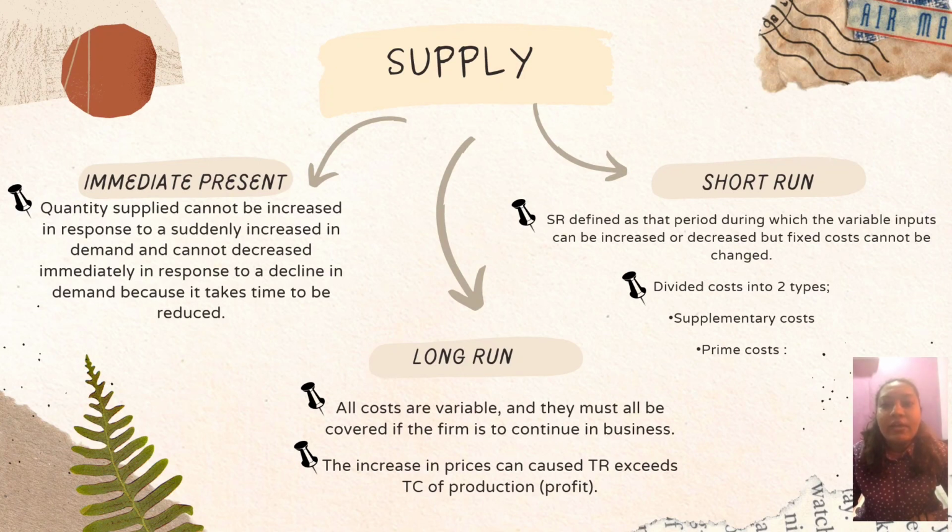Meanwhile, the short run is defined as that period during which the variable input can be increased or decreased but fixed cost cannot be changed. Short run also divides cost into two types, which are supplementary cost and prime cost. Last, in the long run all costs are variable and they must all be covered if the firm is to continue in business. And increases in prices can cause total revenue to exceed total cost of production, which is profit.